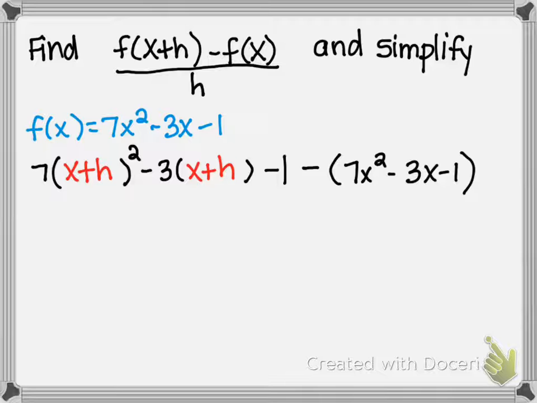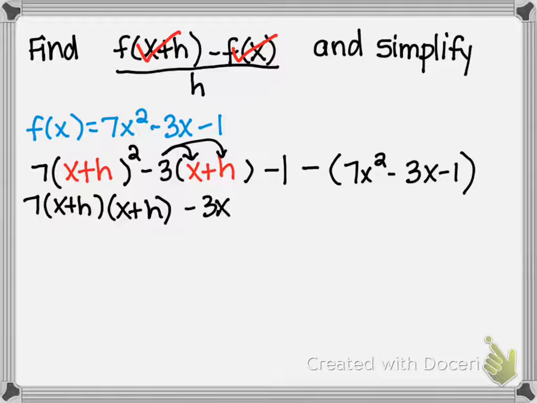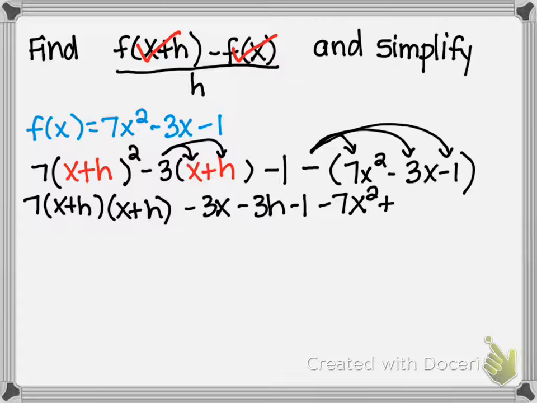Now, I'm going to wait to divide this by h. Like I've done these two parts right here, I'm going to wait to divide by h once I've simplified the top a little bit more. So I have parentheses, which means I need to multiply twice. So I have x plus h, and I need to apply that twice. And I'm going to go ahead and distribute that negative 3. So it's going to give me negative 3x minus 3h minus 1. Distribute the negative into the parentheses. So that's going to be minus 7x squared plus 3x plus 1.